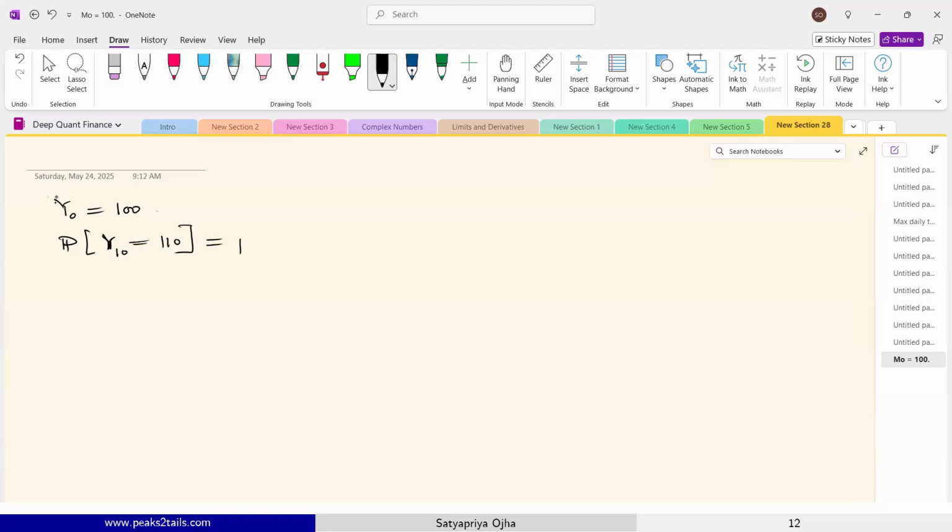The probability is very easy to calculate actually. This is the probability: p times p times p and so on, every day it has to be going up. Only then can I reach 110. And this is greater than 0. Whatever p is, there is some positive probability, correct?